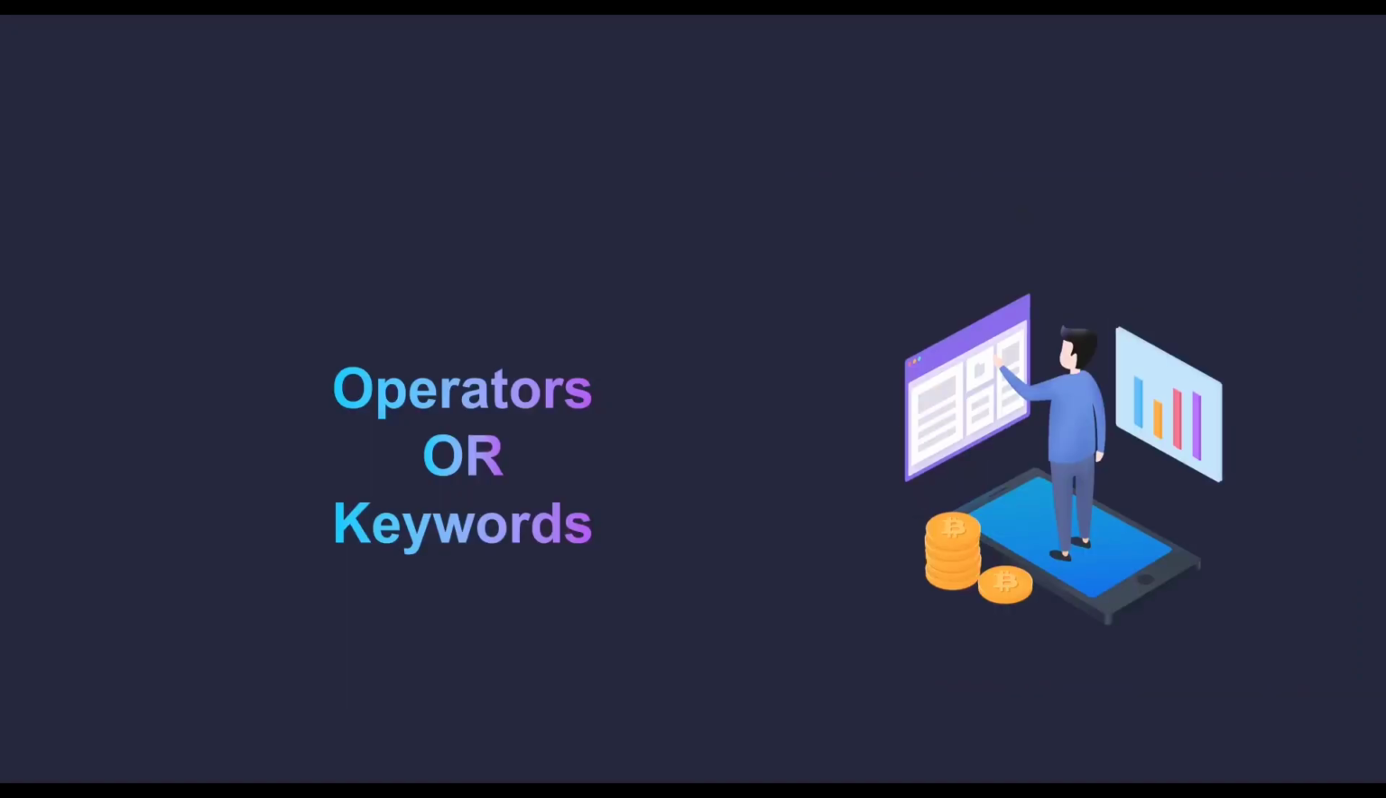Let's delve into operators and keywords. So what is it? Operators and keywords refer to specific search syntax and terms used to perform advanced searches on Google. These operators and keywords help refine search queries to find specific information on the internet.